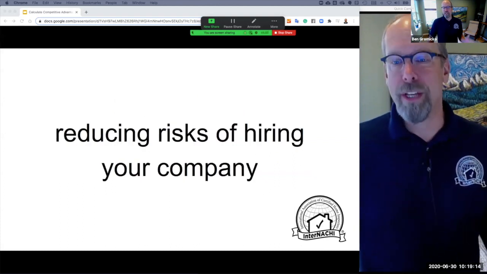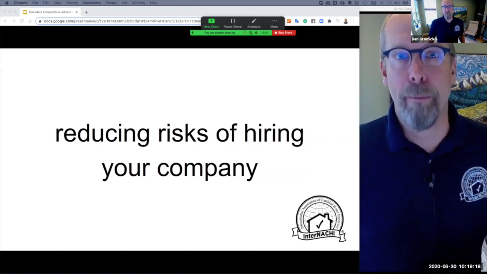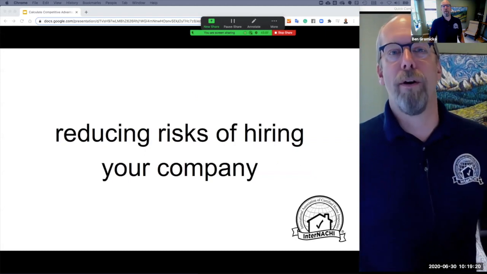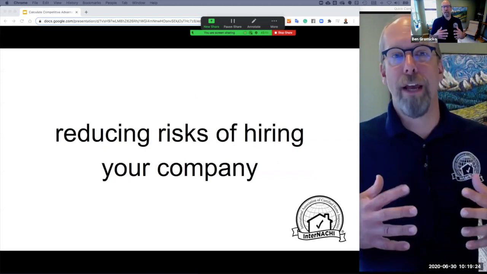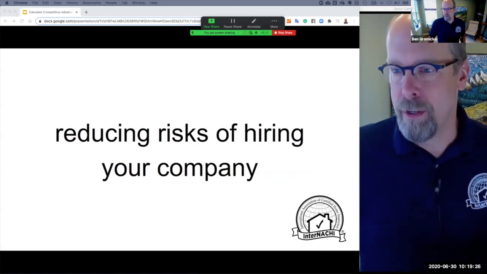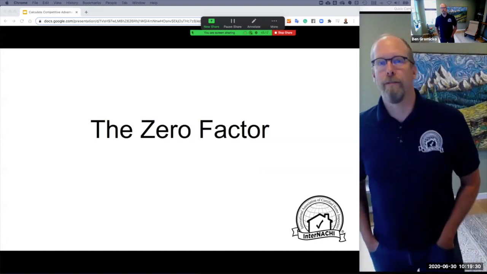And then reducing the risk of hiring a company, maybe you can offer something like the buyback program. It costs a little extra per job, but just don't add to your overhead, just raise your inspection fees in order to cover that. And then there's the 0 factor, right?